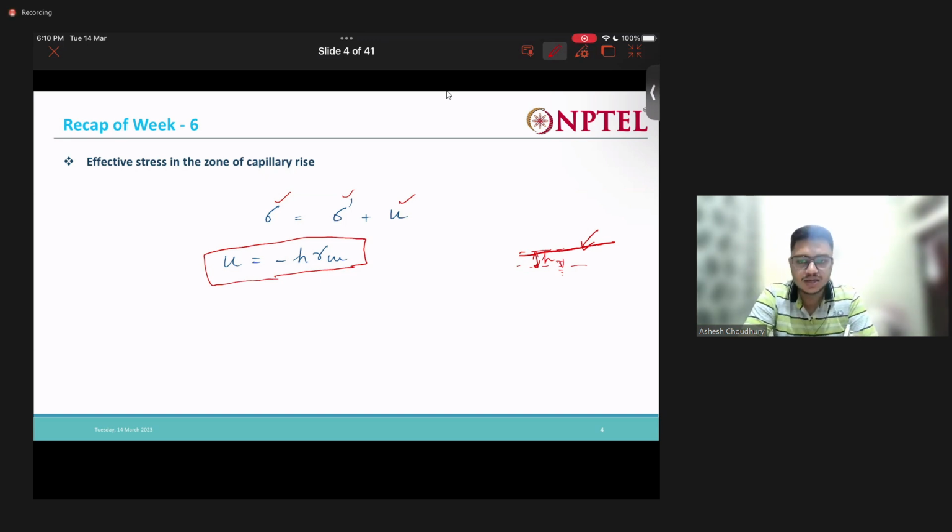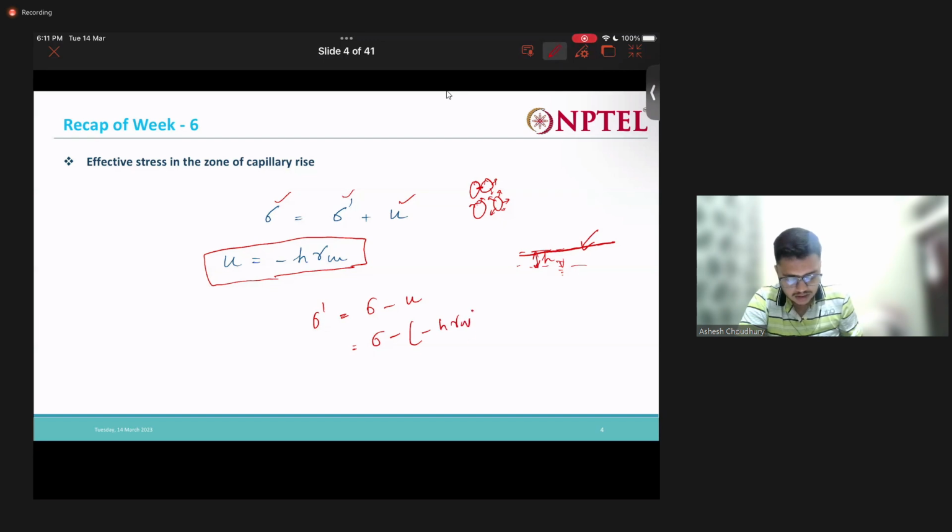So there is a suction pressure which acts on the soil grains, due to which the effective stress actually increases. If you do suction, so there are soil particles, so there is suction force. So due to this suction force, what will happen? The soil grains will actually come close to each other, and due to which our effective stress will increase. So this will increase by this amount, h gamma w.